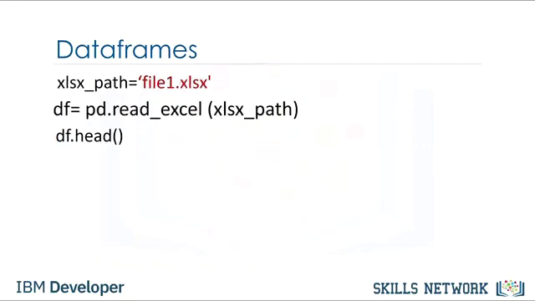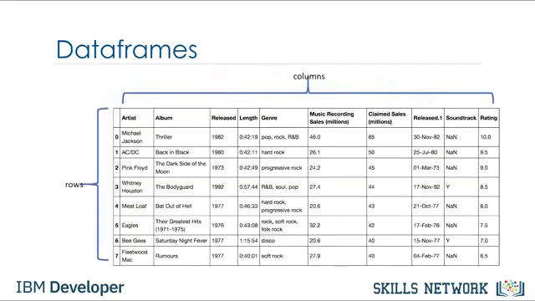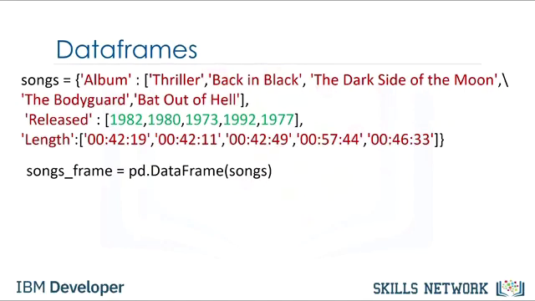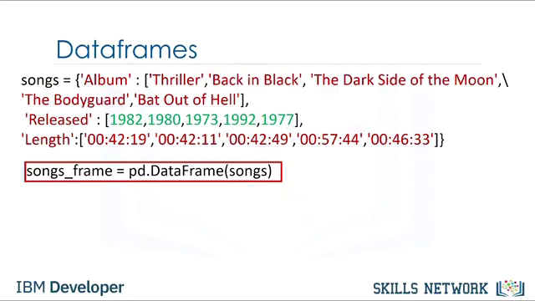The process for loading an Excel file is similar. We use the path of the Excel file. The function read Excel. The result is a data frame. A data frame is comprised of rows and columns. We can create a data frame out of a dictionary. The keys correspond to the column labels. The values are lists corresponding to the rows. We then cast the dictionary to a data frame using the function DataFrame.